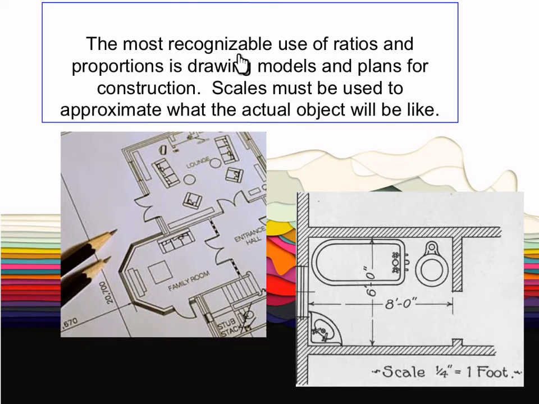The most recognizable use of ratios and proportions is drawing models and plans for construction. Scales must be used to approximate what the actual object will be like. Here's an example. You wouldn't really start building a home, you would first lay it out, and this would be a type of scale drawing that you can use, and then you can multiply by the scale in order to figure out how you would build it using wood and nails.